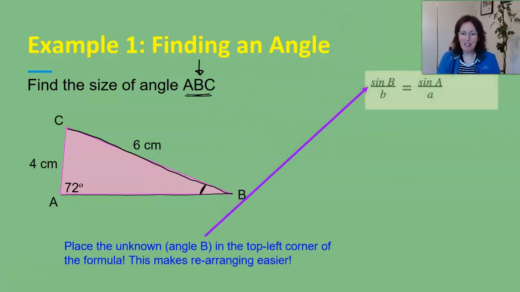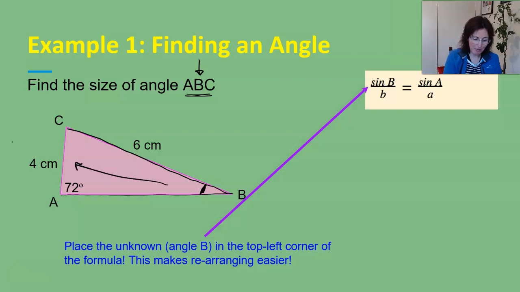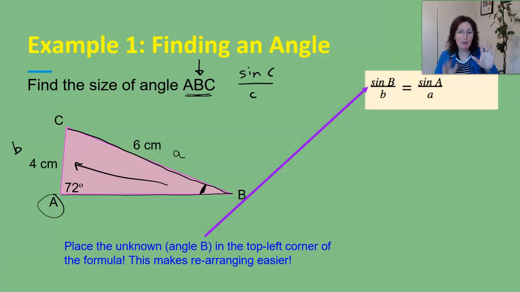So we place the unknown angle B in the top left corner of the formula, as we've said, to make rearranging easier. Now, it doesn't matter if we're solving for A or B or C. Let me explain that a little bit more. So angle B is here, and the side opposite that is the 4, so that would be little letter b. And then in this particular triangle, A is labelled, and so therefore the side across from that would be lowercase a. It wouldn't matter if we were trying to solve for C or if the other information that we had was C. So for example, the other side could be sine of C on c. And as long as you've got two pairs and we put them equal to each other, the formula will work out.